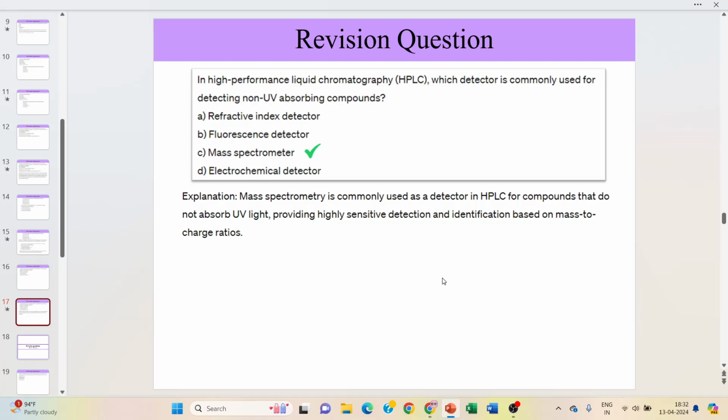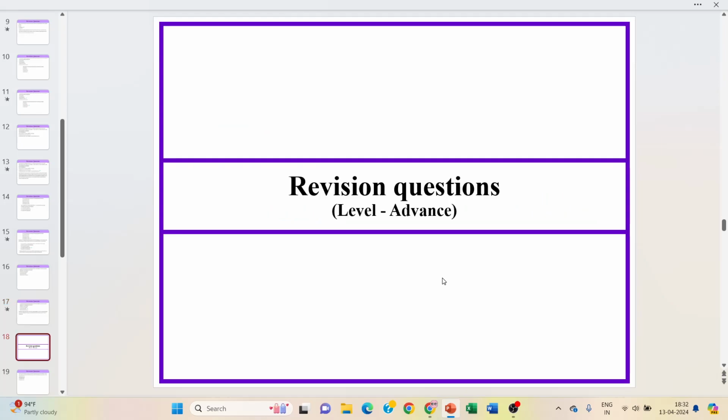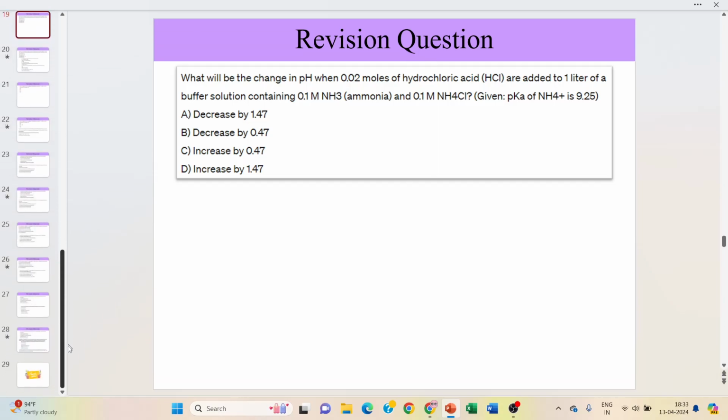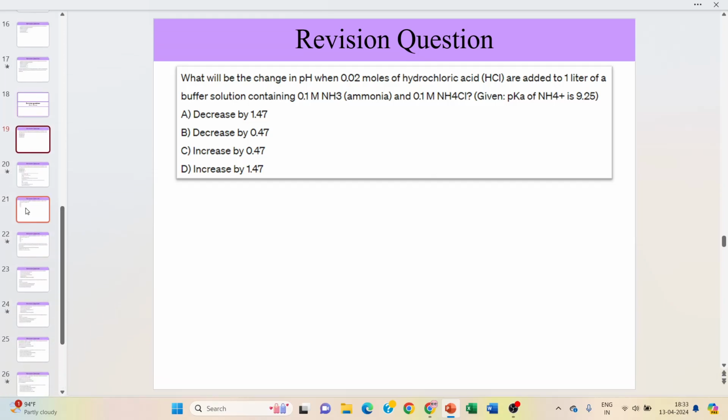Mass spectrometry is commonly used as a detector in HPLC for compounds that do not absorb UV light, providing highly sensitive detection and identification based on mass to charge ratios. Now we move on to the advanced level questions. So we don't have many advanced level questions, but let us try to understand them.